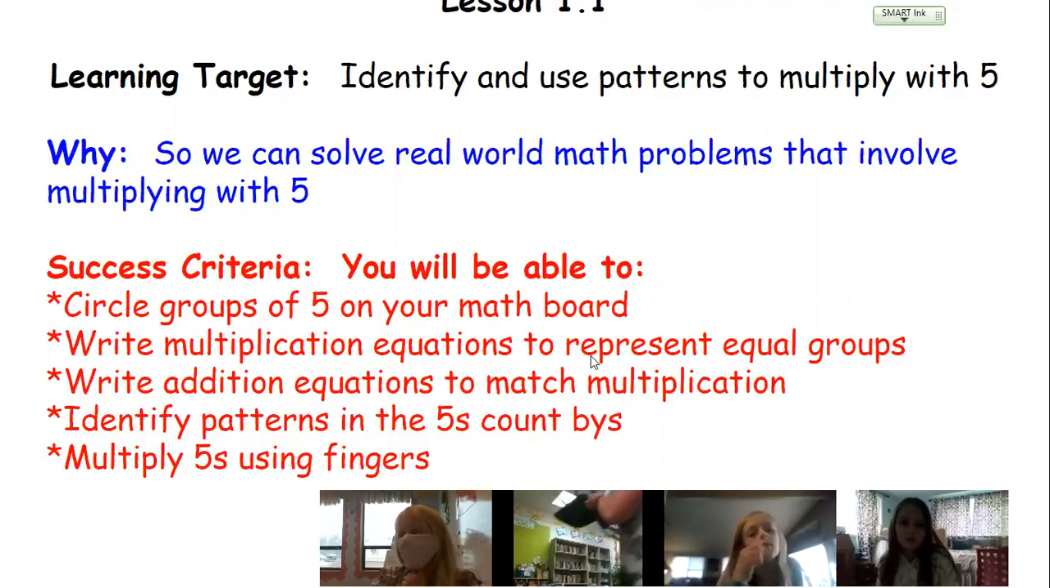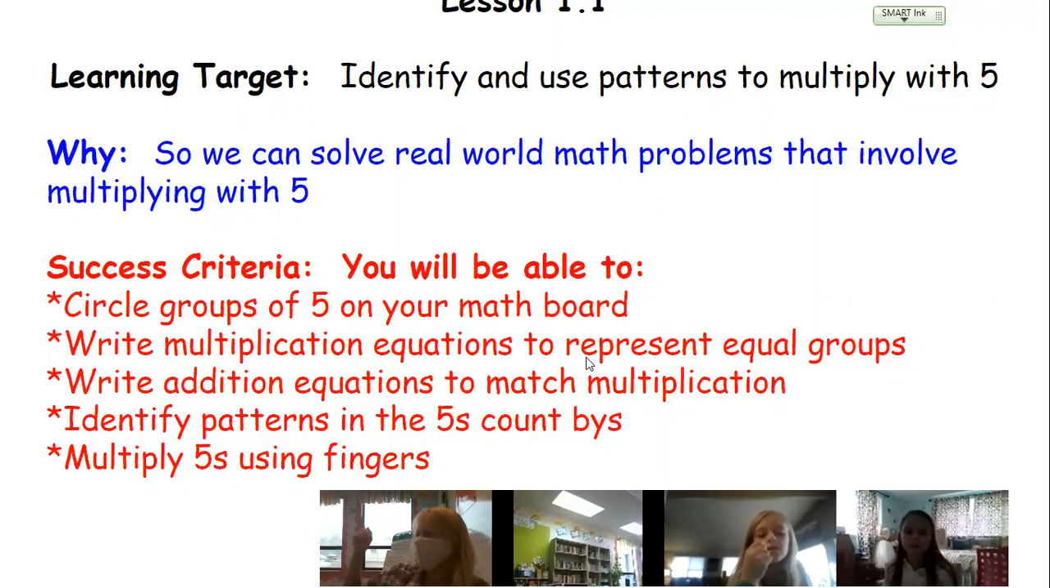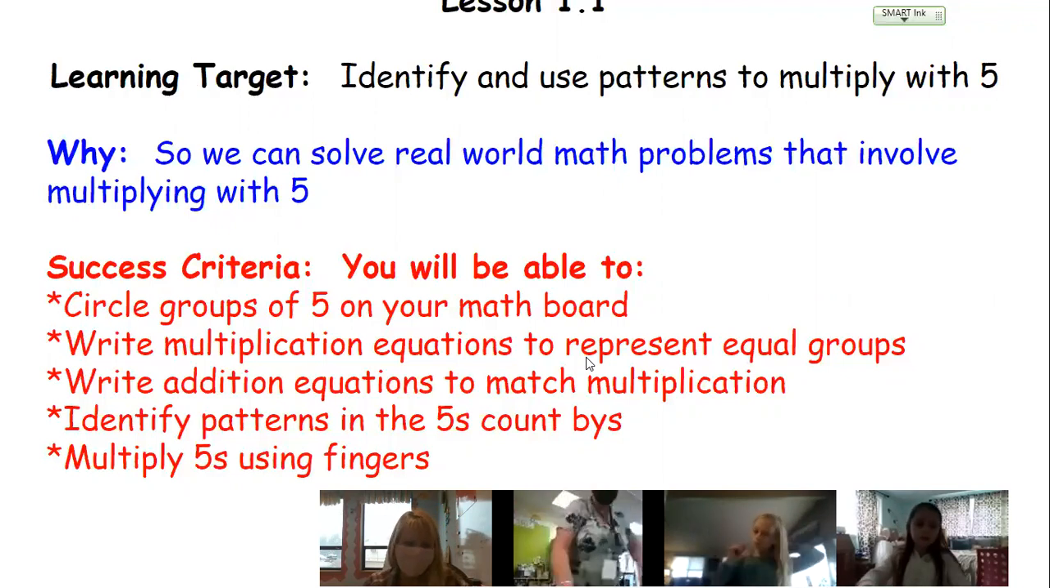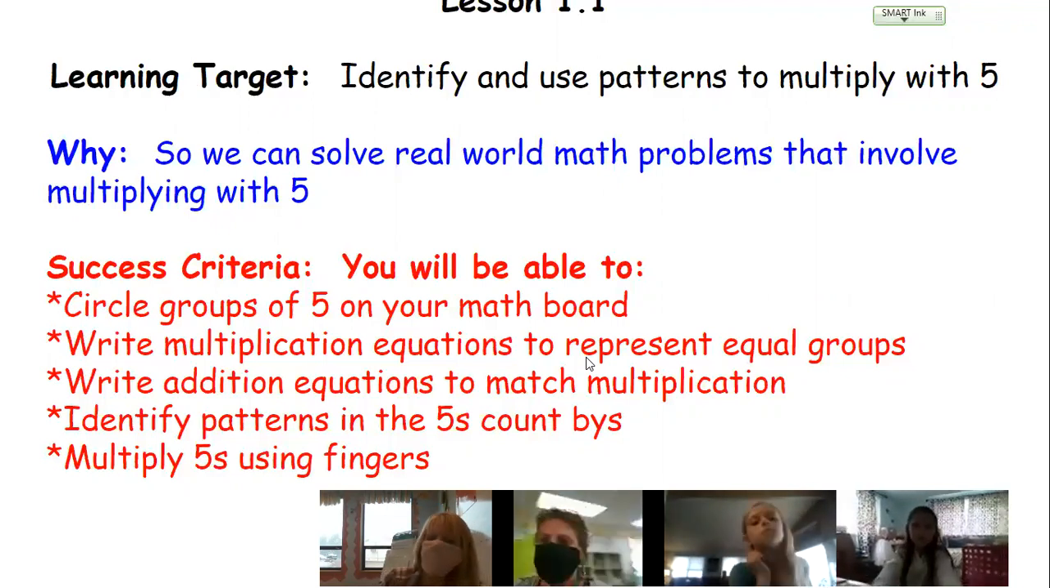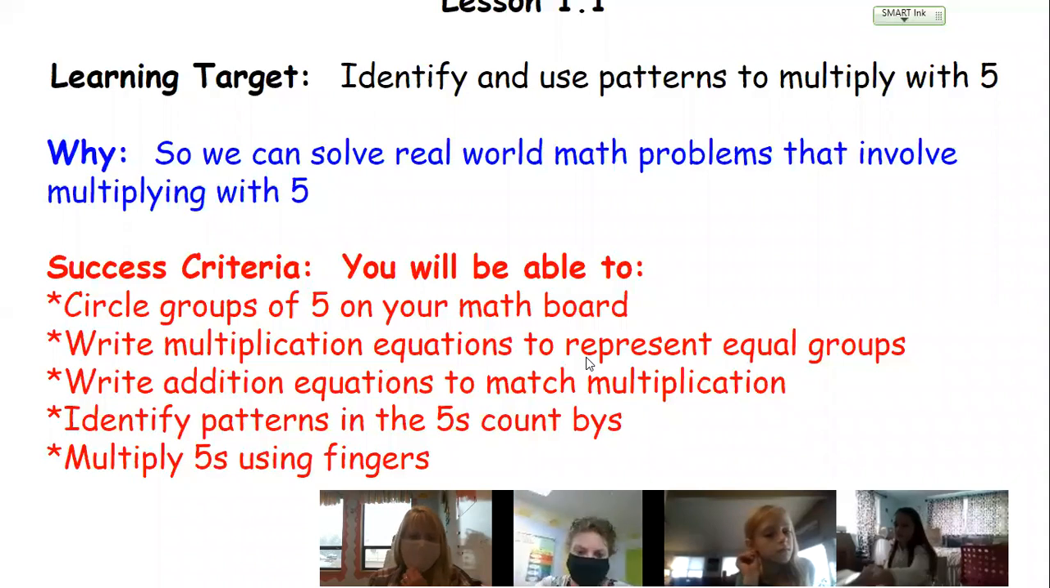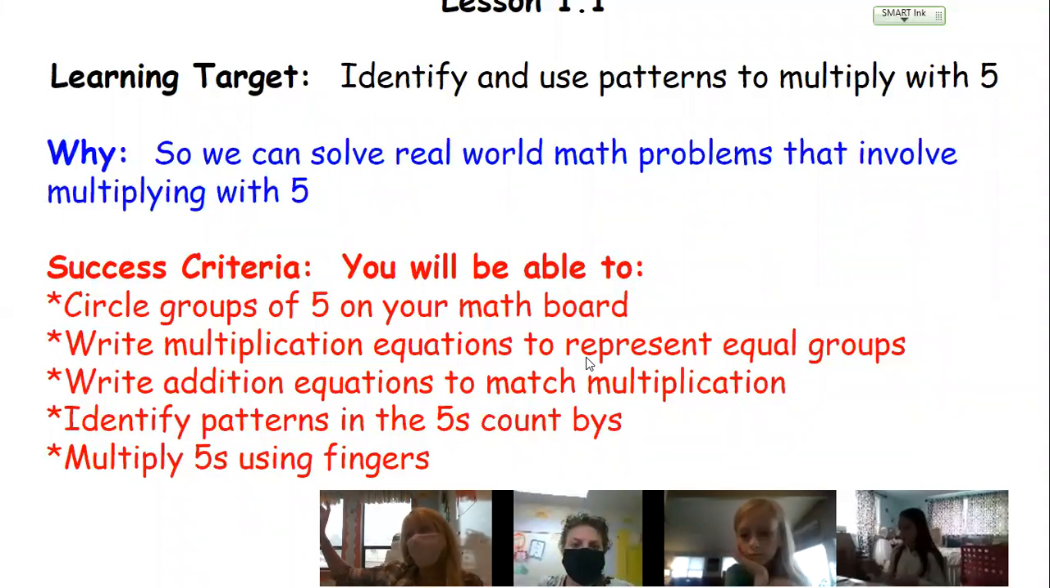And I'm going to read your success criteria. Here's what we should be able to do by the end of math today. We should be able to circle groups of 5 on your math board, write multiplication equations to represent equal groups, write addition equations to match that multiplication, and then identify patterns in the 5s count bys. We're also going to work on multiplying 5s using our fingers.